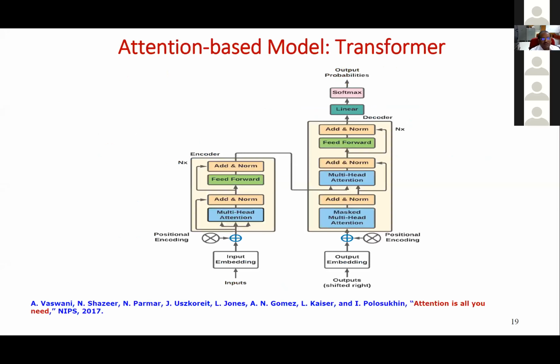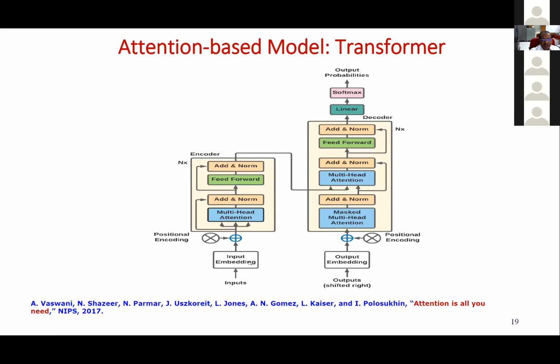Okay, you would have come across this kind of diagram whenever you have gone through the paper on transformers, right? This is a diagram taken from this paper, right? And you see several blocks here, right? There is what is called an input embedding, output embedding. Then there is what is called multi-head attention, and so on. What we are going to focus on in the next few slides is to try to understand what this multi-head attention is.